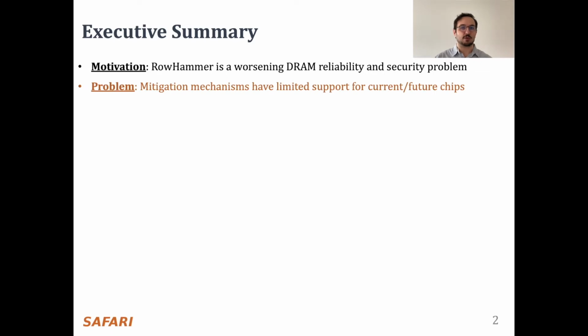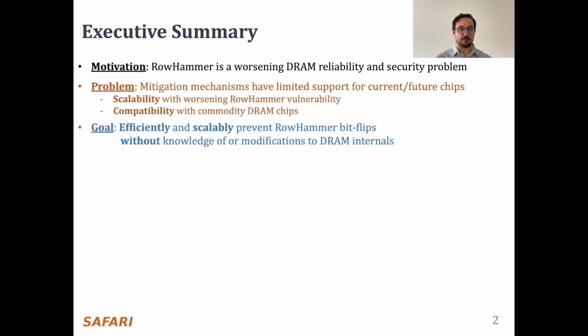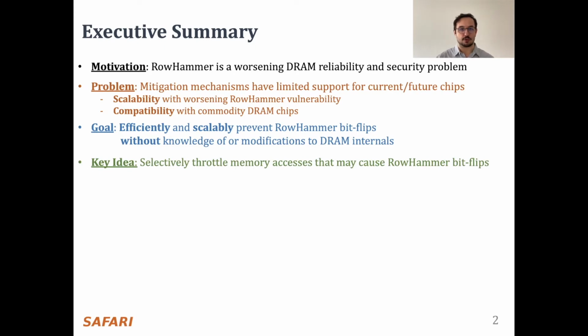However, state-of-the-art RowHammer mitigation mechanisms face limitations supporting current and future commodity DRAM chips because of two reasons: limited scalability with worsening RowHammer vulnerability and limited compatibility with commodity DRAM chips. The goal of this work is to efficiently and scalably prevent RowHammer bit flips without knowledge of or modifications to DRAM internals. Our key idea to achieve this goal is to selectively throttle memory accesses that may cause RowHammer bit flips.